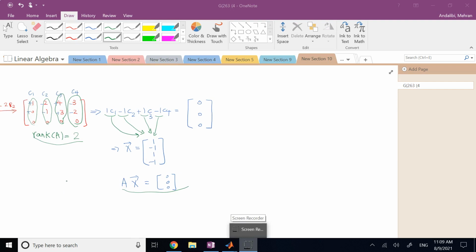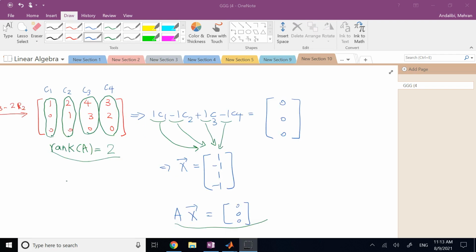Correct? Okay, so that was finding a vector in this null space. But is that it? Is there any other vector that I can use instead of this x, and again get A times x equal to 0? So the answer is yes, there is.